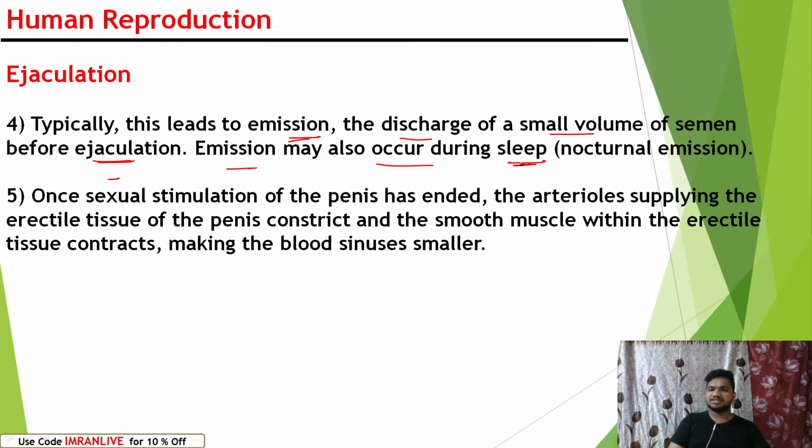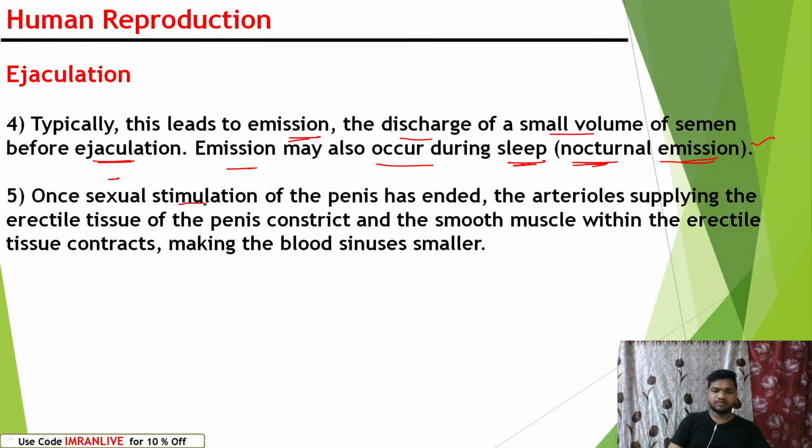Also, it can occur during sleep. During sleep, we call that nocturnal emission. The emission means releasing of semen. Other than ejaculation, the releasing of semen, that we call emission. Generally, it occurs before ejaculation, and during sleep also, that we call nocturnal emission.